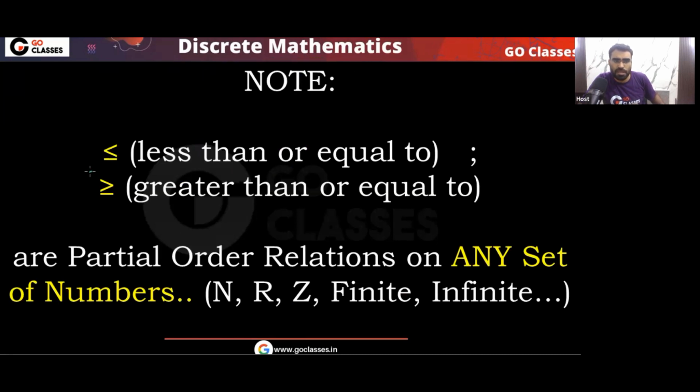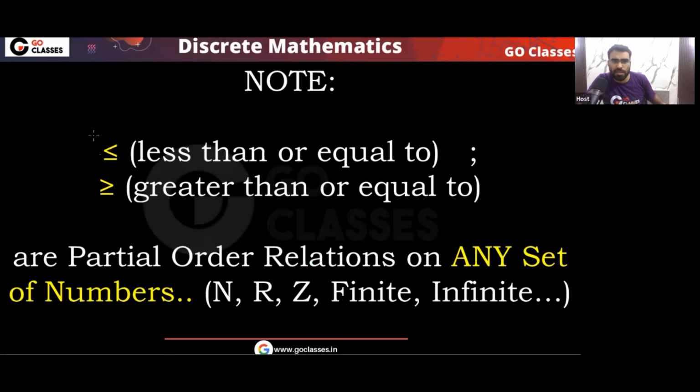You can see that less than or equal to and greater than or equal to are partial order relations on any set of numbers. Can I say these are partial order relations on any base set of numbers? You can take natural numbers, real numbers, integers, a finite set or an infinite set. Can I say this relation will be reflexive, antisymmetric and transitive? We have already proven it for the set of integers.